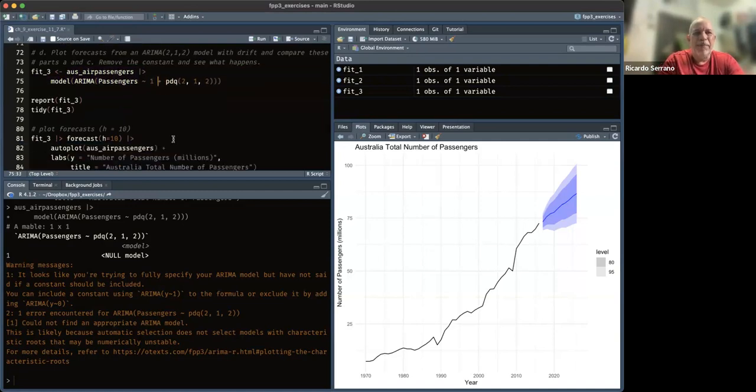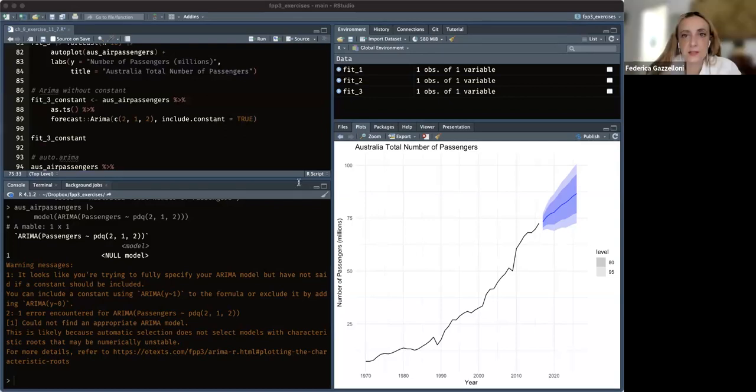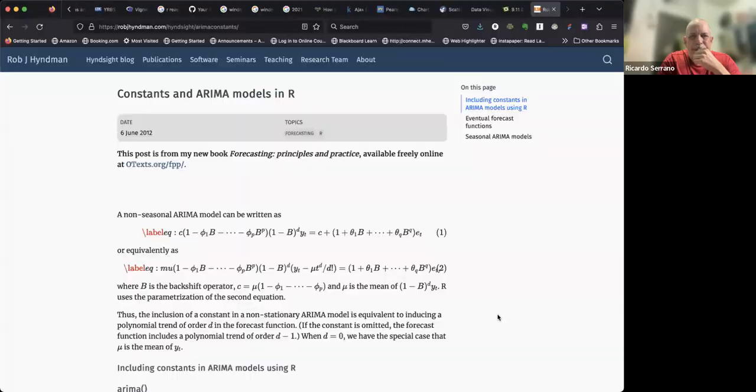The other one that I had to research a little bit is from this article from the author, Hyndman. Okay, right here. Constants and ARIMA models. I don't see it. You don't see it? Okay, let me stop share. Apparently when I change the screen, it doesn't change there. Okay, let me see. Can you see now?